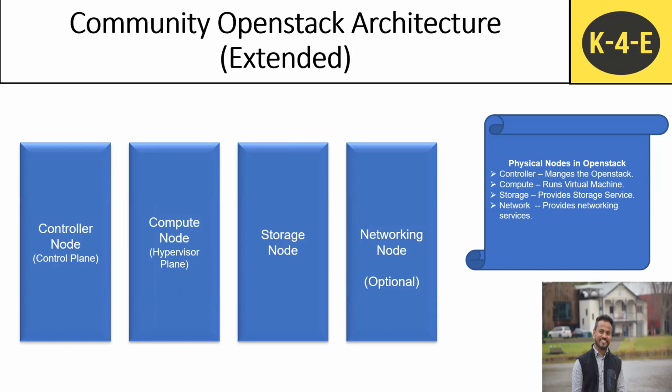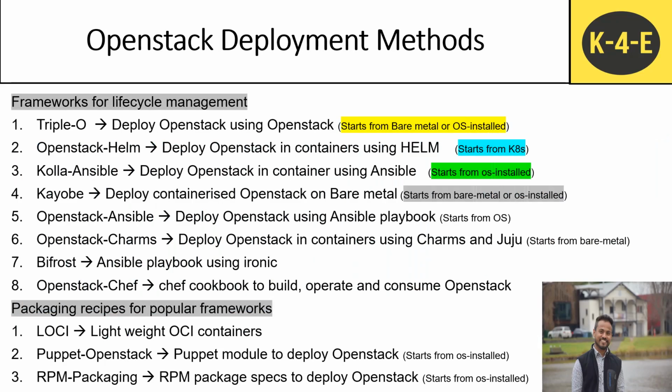The fourth node, as I said, is an optional one, the networking node, which runs your networking services. So this was about the basic architecture of OpenStack. Basic in the sense that I'm just depicting the node names here, but I'm not giving you the actual diagram of OpenStack. I will try to give you the actual diagram in the upcoming slides.